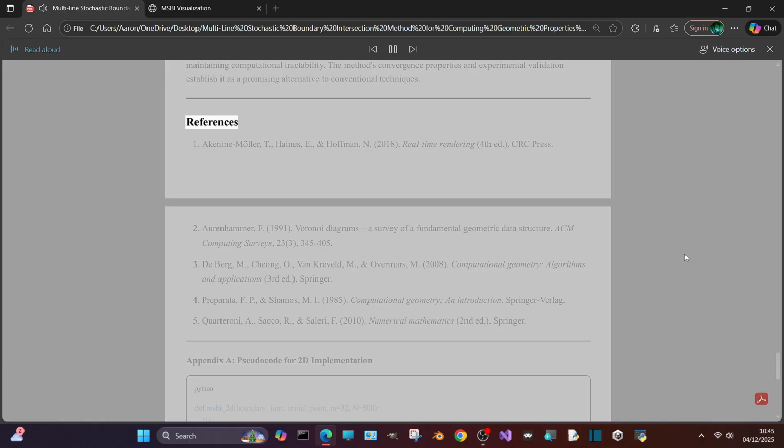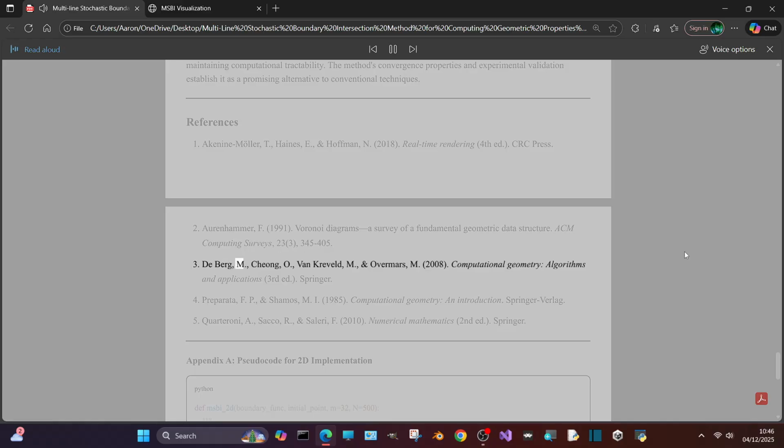References: 1. Akenine-Moller, T., Haines, E., and Hoffman, N., 2018. Real-time rendering, 4th ed. CRC Press. 2. Aurenhammer, F., 1991. Voronoi diagrams, a survey of a fundamental geometric data structure. ACM Computing Surveys, 23, 3, 345-405.